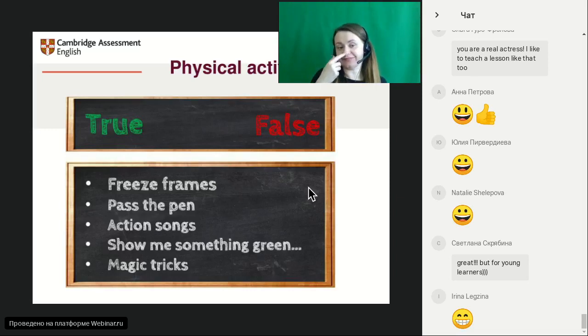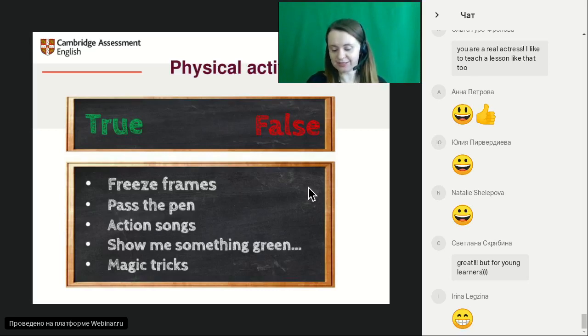Another way, it will be more physical: show me something green, and they should actually mime it. For example, this is supposed to mean a pine tree. So it is green, yes, or a Christmas tree. They can do it, and then again, we need to guess. So there is more communication involved.